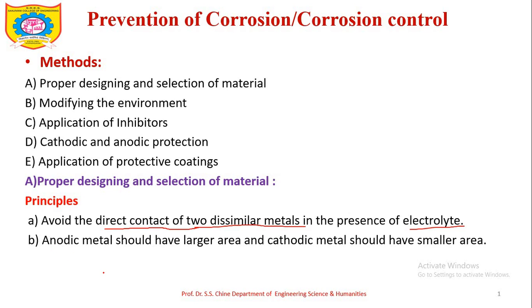Then second is anodic metal should have larger area and cathodic metal should have smaller area. This also we have discussed in the factors affecting rate of corrosion. If the cathodic area is larger, then the anodic reaction will get promoted. The rate of anodic reaction will get enhanced if the cathodic area is more, and because of this reason cathodic metal should have smaller area, whereas anodic metal should have larger area.